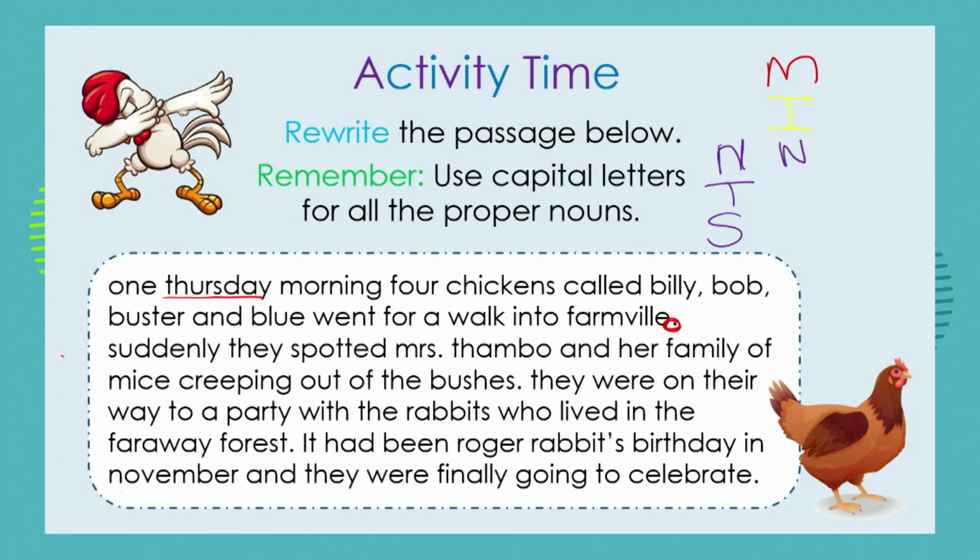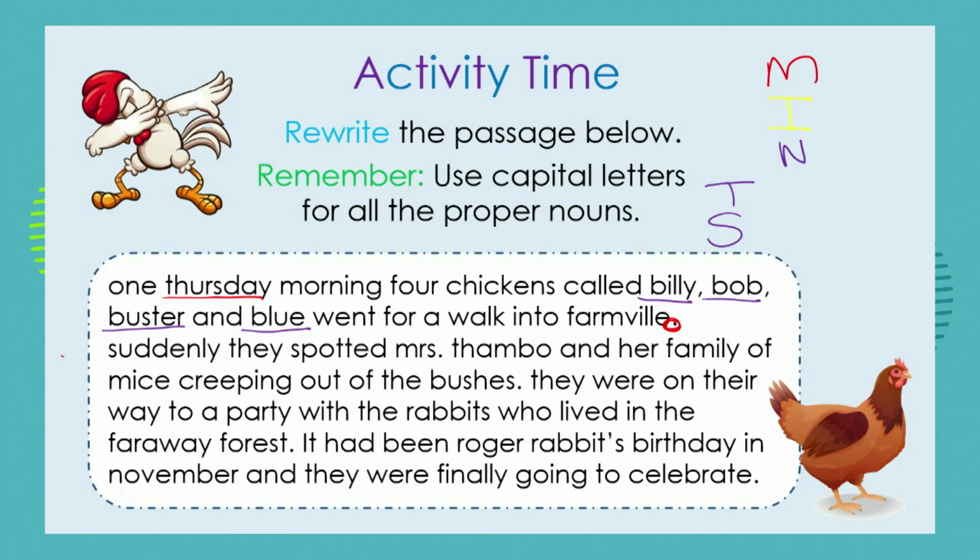Then we can keep N in this pretty purple color, and let's see if we have any names of people, places, or things. So one Thursday morning, 4 chickens called. Now, when we say something is called something, we're obviously going to name, right? So we can say Billy, Bob, Buster, and Blue, right? Went for a walk into Farmville. So again, we know that the names of things obviously are underlined in purple.